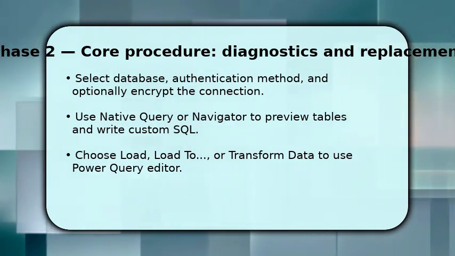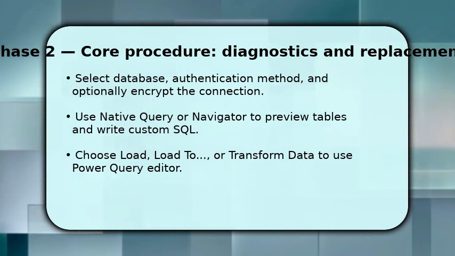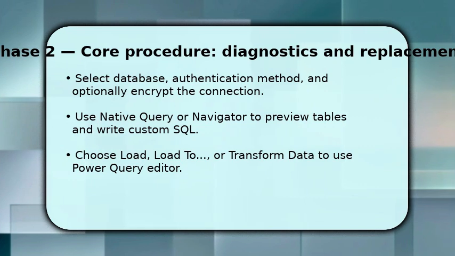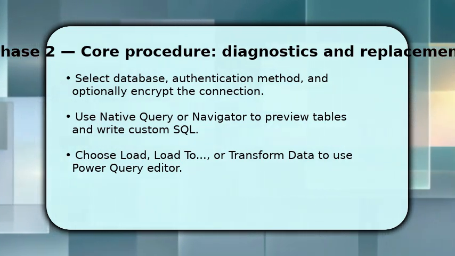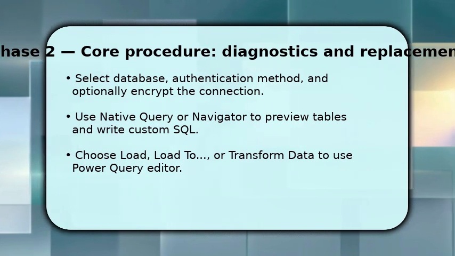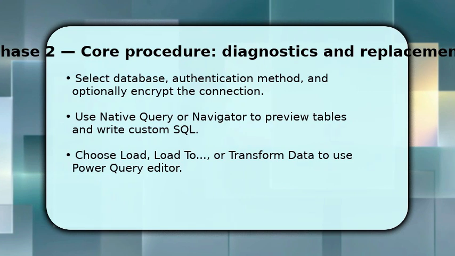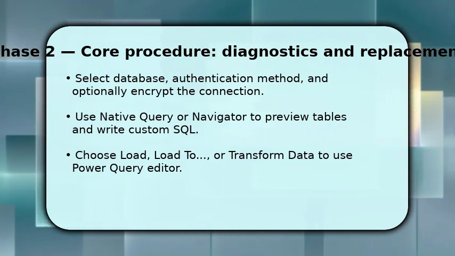After Excel connects, use the navigator to preview tables. Alternatively, click Advanced and paste a precise SQL query to limit rows and columns. If data needs shaping, choose Transform Data to open Power Query. Filter, change types, merge, or pivot there.